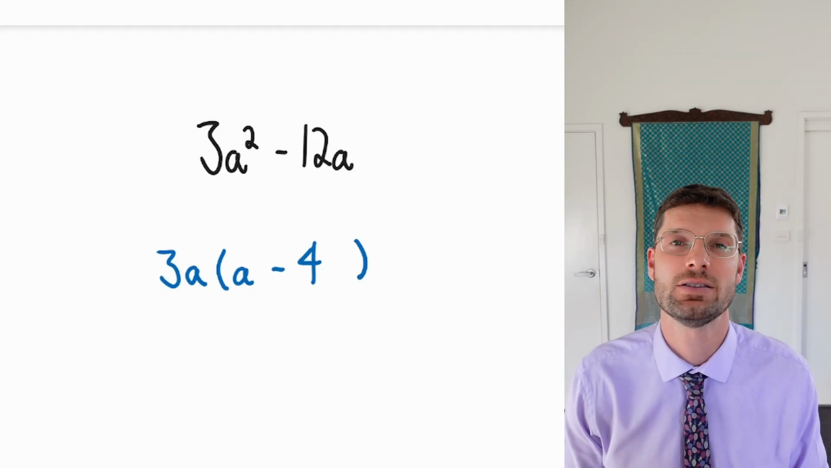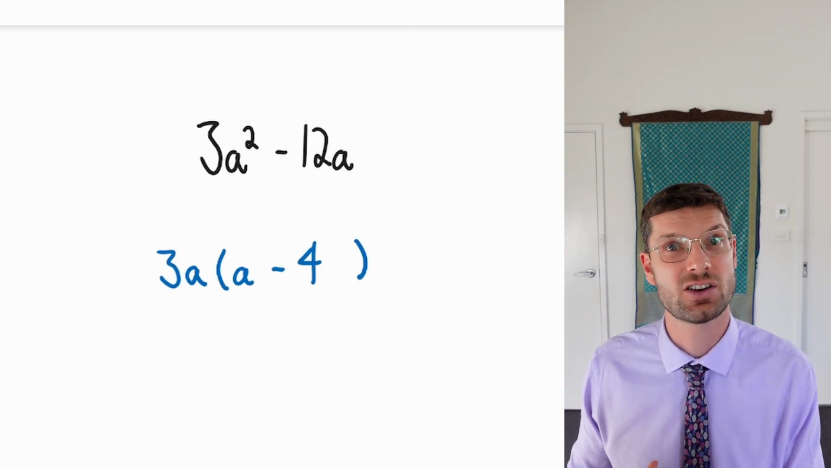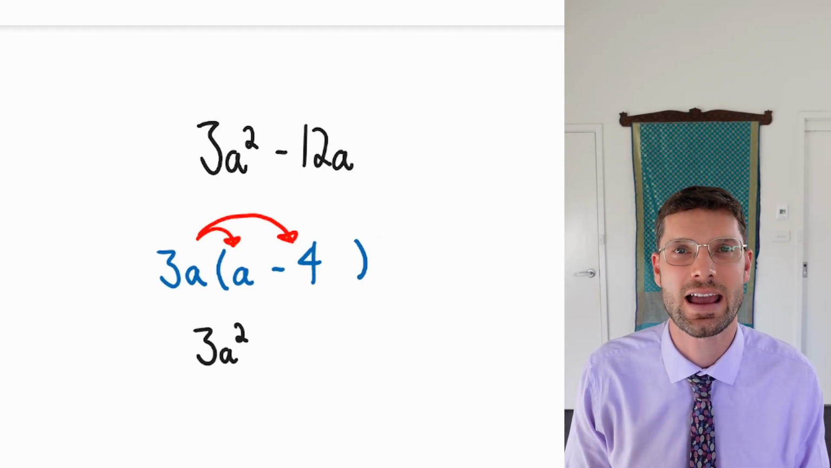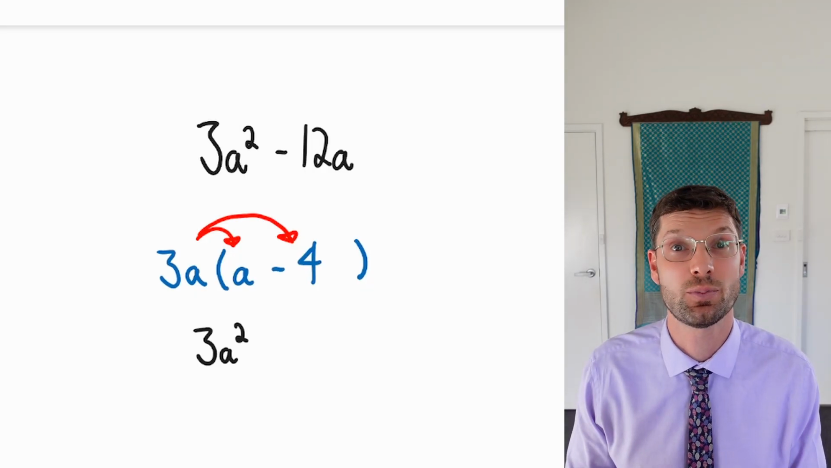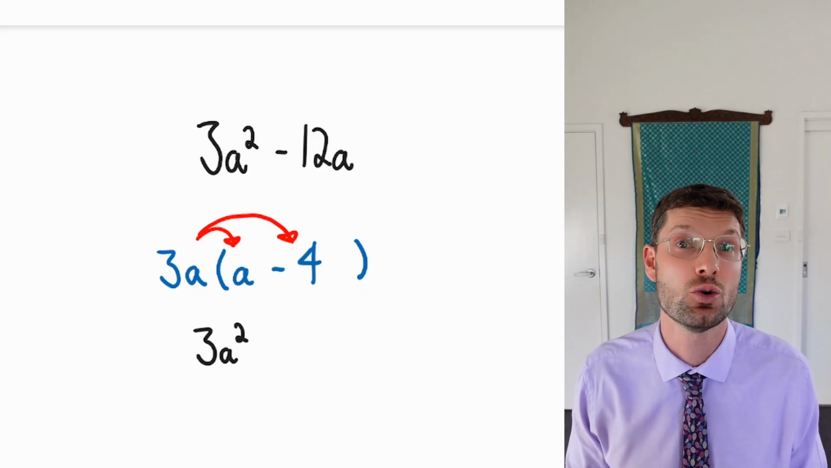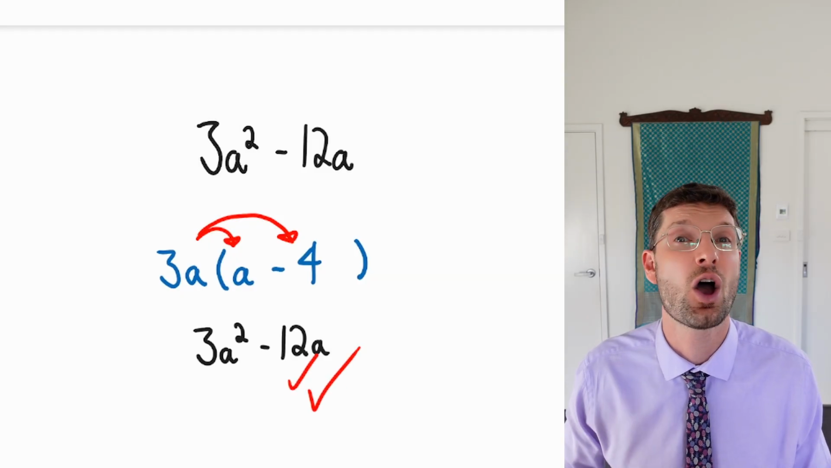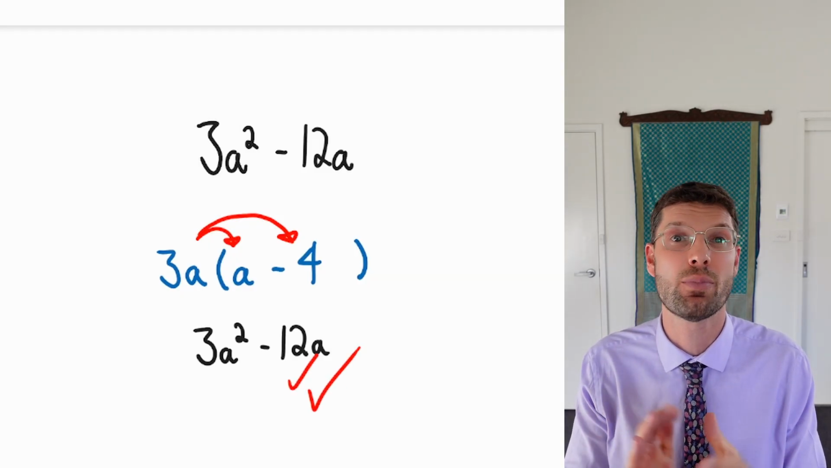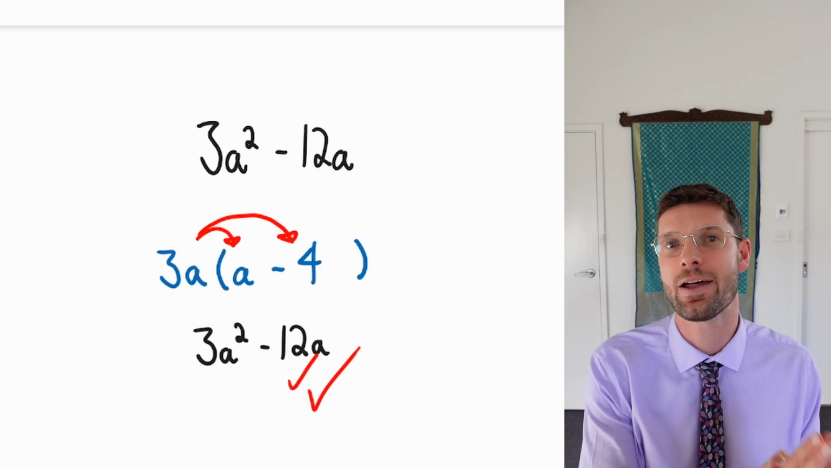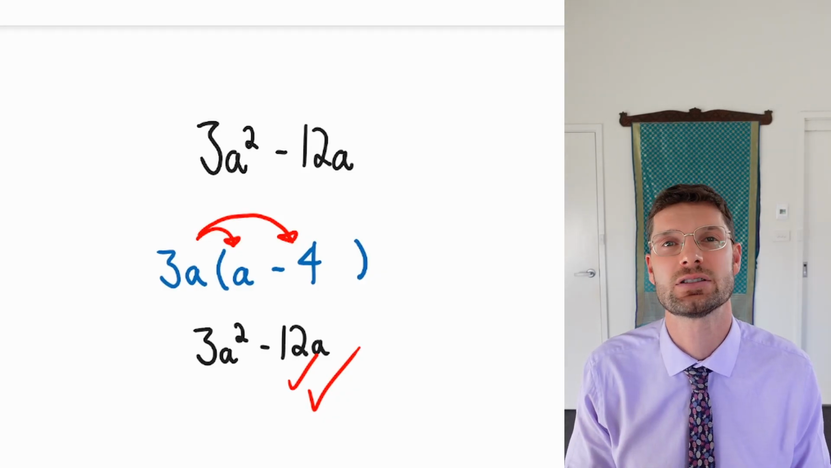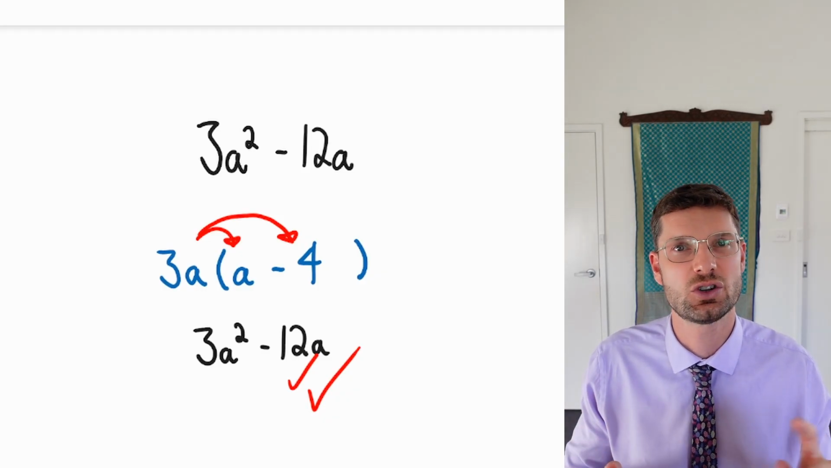Again, I would highly recommend doing your expansion afterwards, but 3a times a, shocker, is 3a squared, and 3a multiplied by negative 4 is equal to minus 12a. So that's how we know that we got these ones right. Always look, if there's the same letter in both terms, you have to have a letter out the front because it's always going to be that common factor between the two terms.